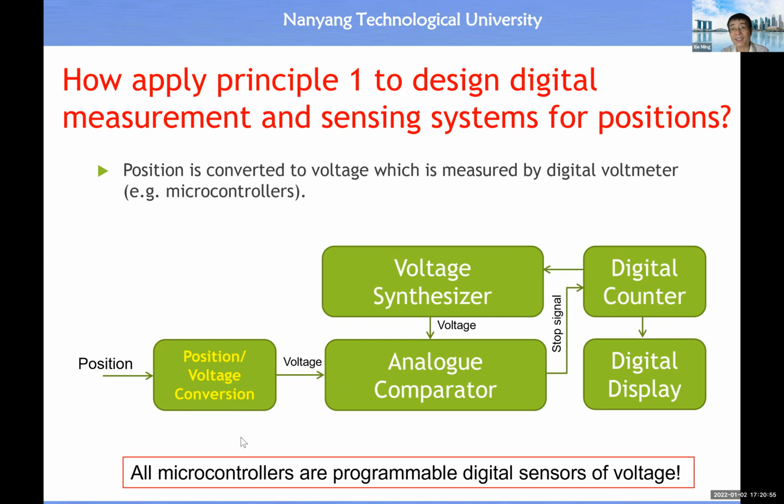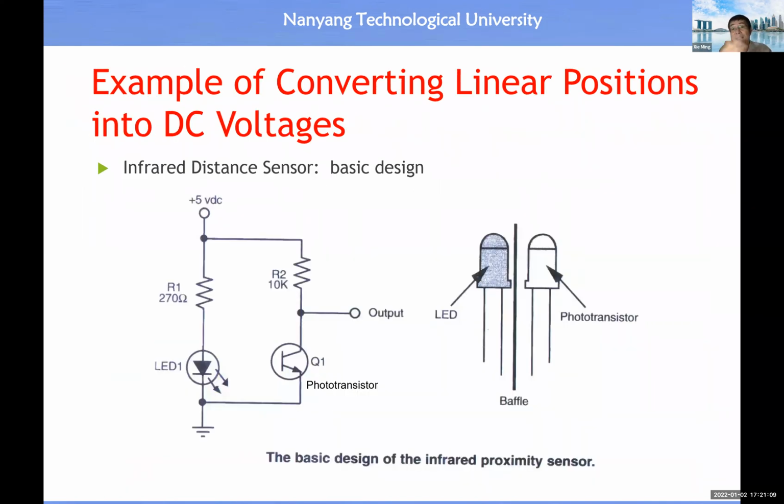If you have an answer, then you have an answer to this question of how to apply principle 1 to design a digital measurement and sensing system for position. There are many ways for us to do the conversion from position to DC voltage. For example, this is also a popular solution.